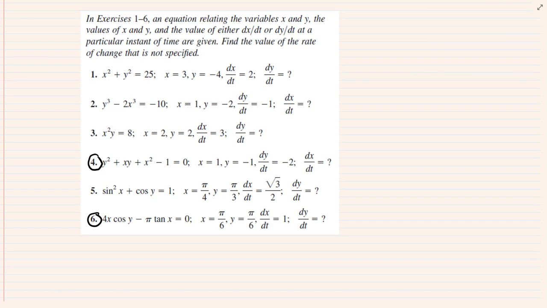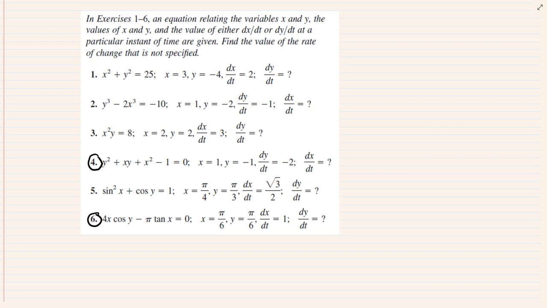Okay, so let's begin with the exercises in your book. In this segment, I'm going to do a couple of problems for you. Questions 1 through 6 read: an equation relating the variables x and y, and values of x and y, and the value of either dx/dt or dy/dt at a particular instant of time are given. We want to find the value of the rate of change that is not specified.